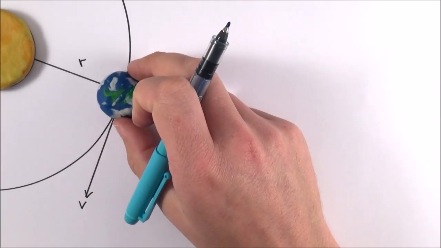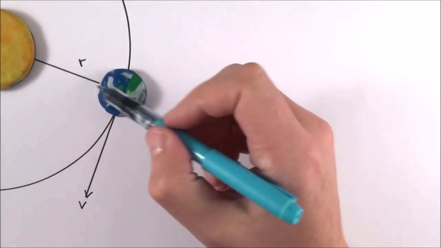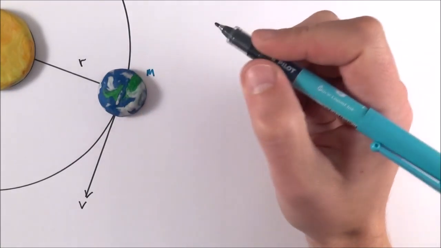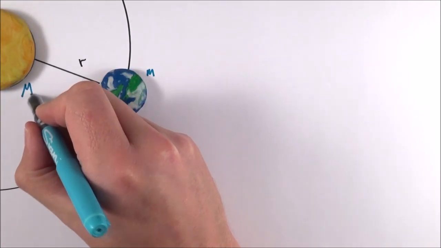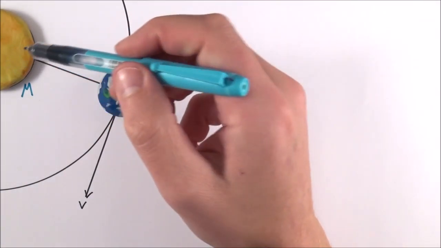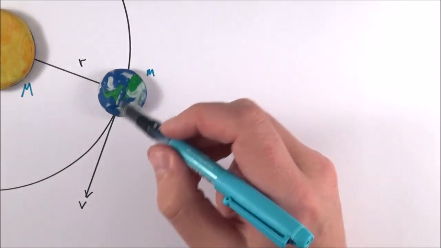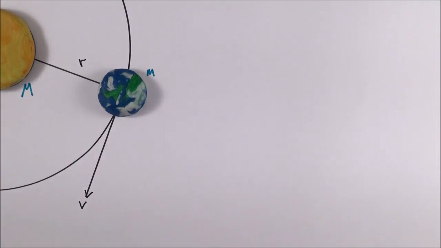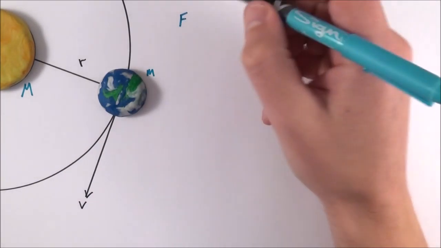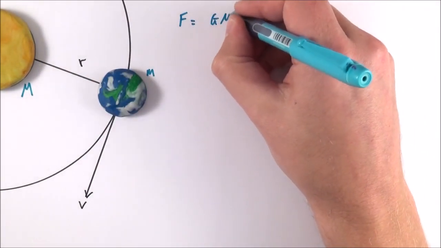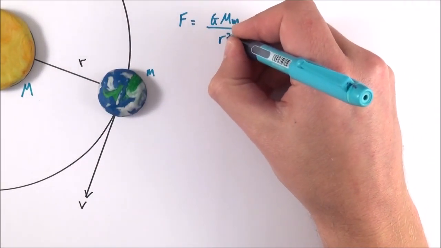So let's maybe consider the Earth going around the sun, and it's got a certain mass, which I'm going to call little m, and also we have the mass of the sun, which I'm going to call big M. They're separated by a distance from their centre of masses of r and this is going at some point with a tangential velocity of v. Well, what we know is that from Newton's law of gravitation, the force between these two objects is going to be equal to GMm over r squared.